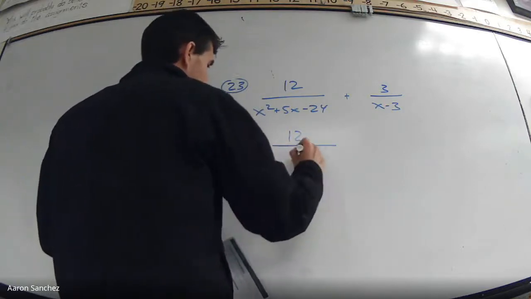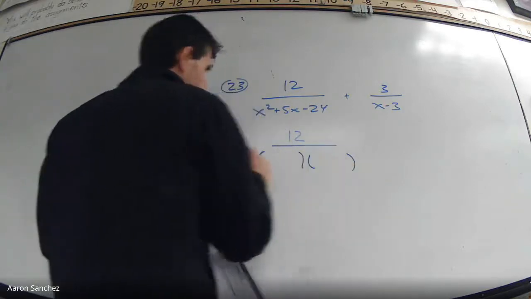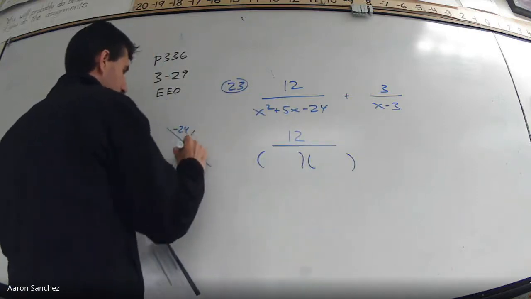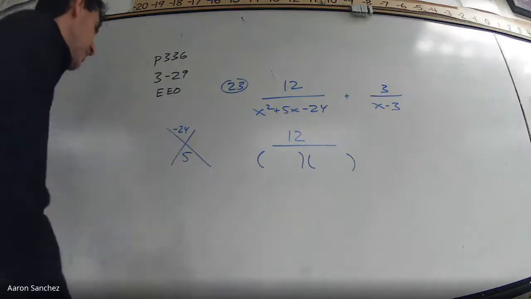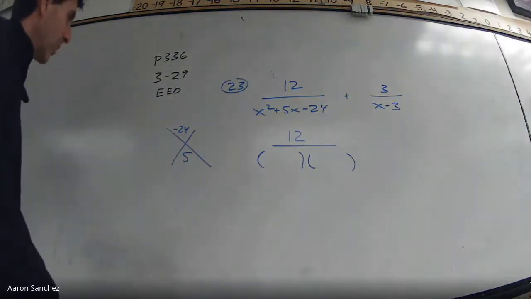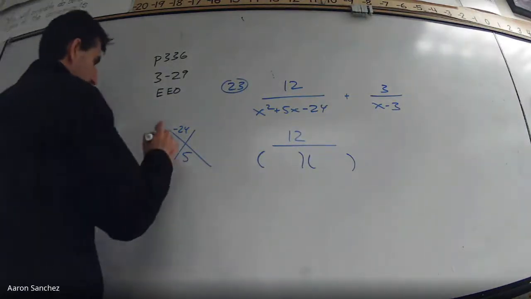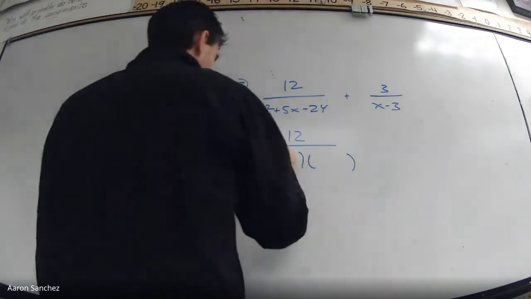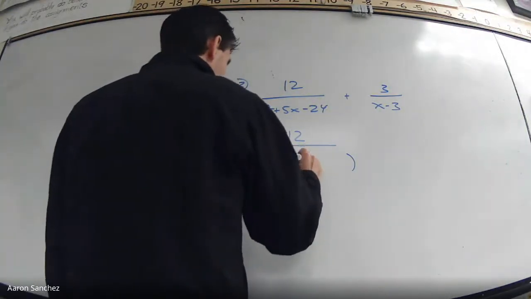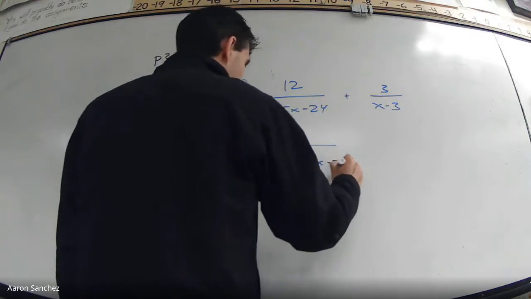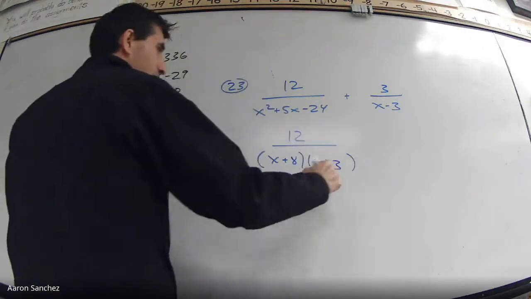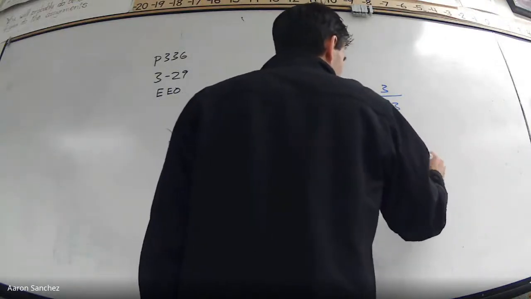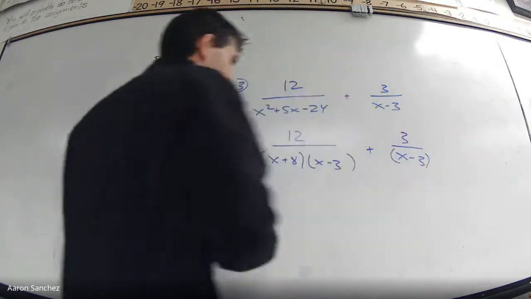So let's go negative 24. Is it factorable? Maybe it's not factorable. Negative 24 and 5. What times what equals negative 24 and adds to 5? 8 and negative 3, right? And so I have here x plus 8, x minus 3. So now I see I have an x minus 3 here. And I got my x minus 3 there.